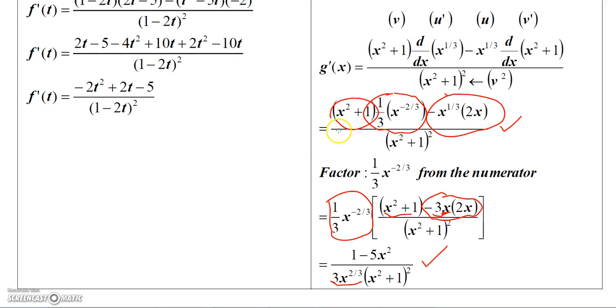Okay, so again, that's just some nasty algebra there, factoring this expression from the numerator. And that's pretty much it on the quotient rule. So in the next video, I'll talk about the chain rule, which also brings in what's called the general power rule.